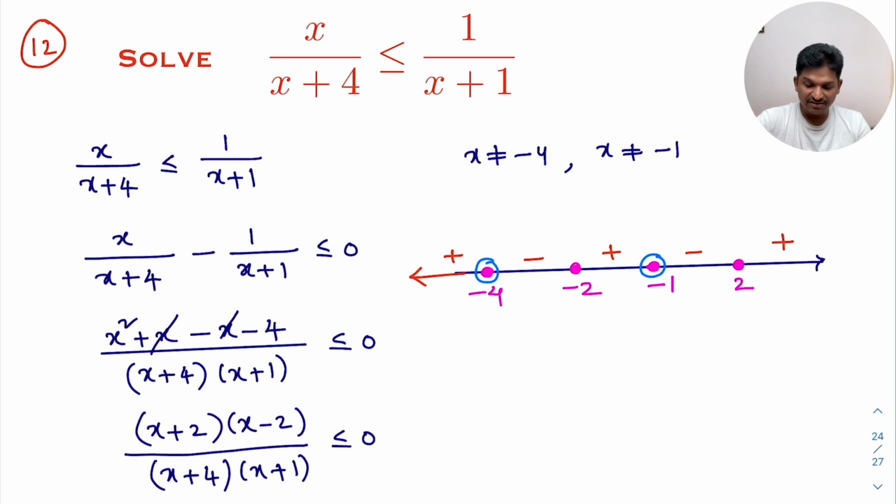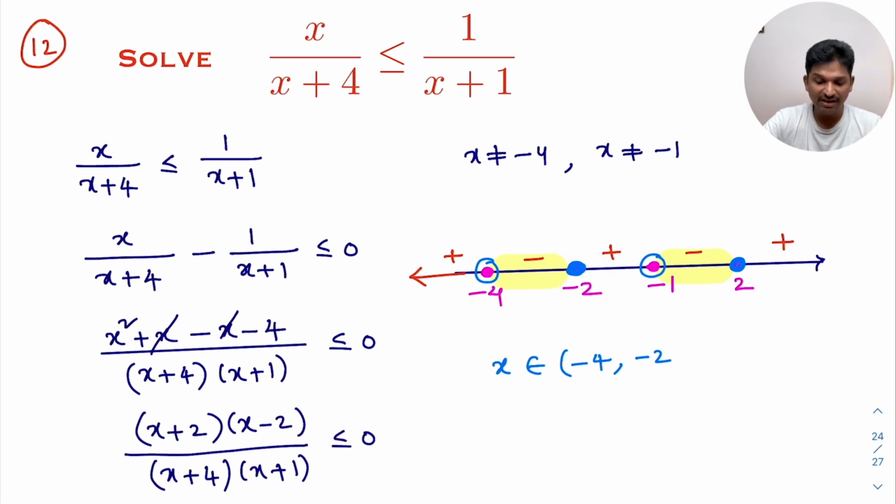Here what sign is there? Less than or equal to 0. Less than or equal to is there. That means whatever other numbers are there, we'll consider them. That means minus 2 is a part of the solution. Plus 2 is also part of the solution. Now less than 0 means we need to look for the negative sign. Where is the negative sign? You see, this is the negative sign. Here it is the negative sign. Now what is the solution? The solution is x belongs to the open interval minus 4 to minus 2. For minus 2, closed interval or open interval? Here less than or equal to is there.